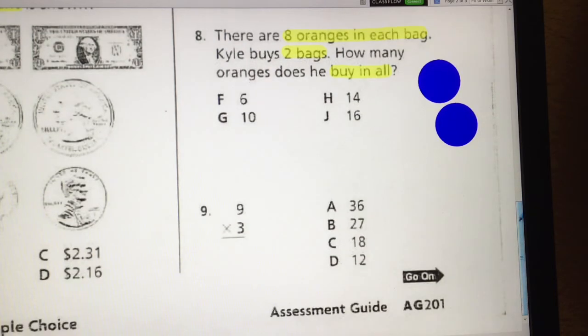Number 9 is multiplication, 9 times 3. If you don't have your multiplication facts memorized, remember, draw a picture. You can draw an array, you can draw a picture. 9 times 3, you have 9 groups of 3.